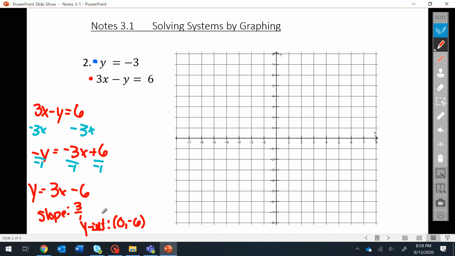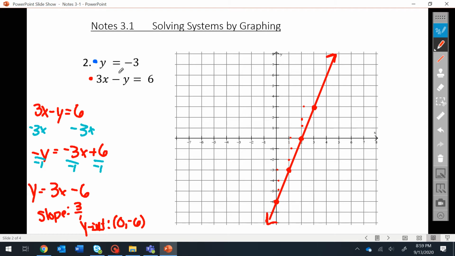So let's graph this one first, since we already have the information. This is the second equation. So 0, negative 6 is right here. The slope is 3 over 1, and it's positive, so it should be pointing up. So up 3 over 1, up 3 over 1, up 3 over 1. I'm going to graph as many points as I can so that hopefully I will be able to find the intersection. Okay, so there's the second line.